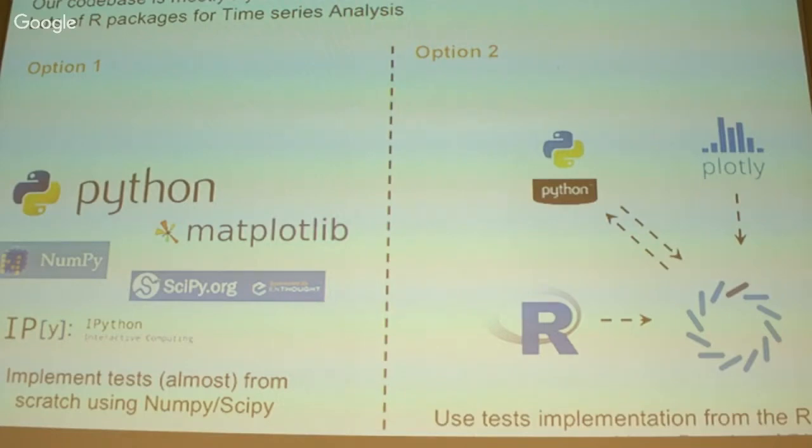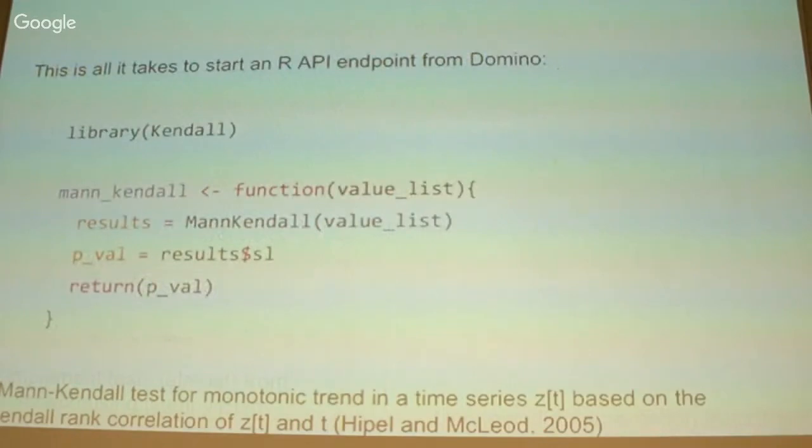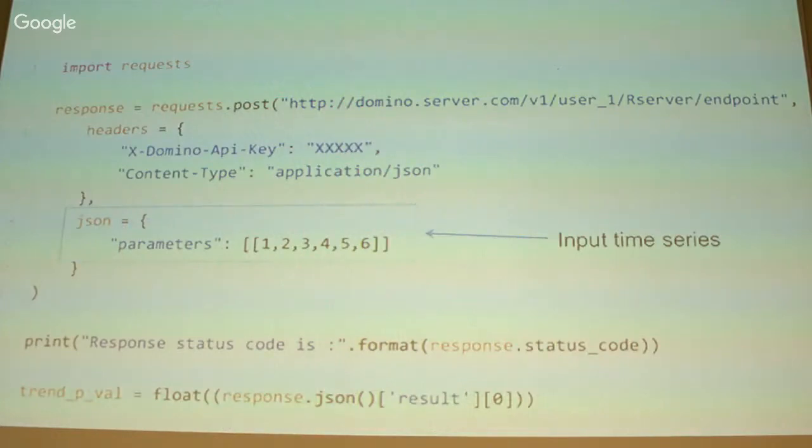I can also show you a very simple snippet. So this is all it takes to write a trend detection test in R. It's very simple. But this is also the code that it takes to run on Domino and to expose the API to the Python client. So this is the Mann-Kendall test for monotonic trend in a time series, and there's a package for that in R, as it often happens. And we run it on Domino, and Domino exposes the API that can be contacted by using a Python client.